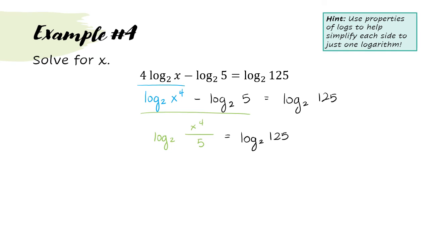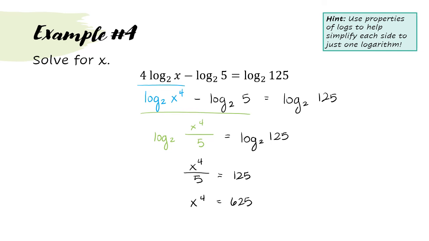All right, so we've got the same log. The base is the same on both sides. So we're ready to say, okay, actually, just x to the 4th over 5 is equal to 125. Okay, so we're kind of in the exact same place as we were before. Let's maybe multiply both sides by 5 to get x to the 4th is equal to 625.